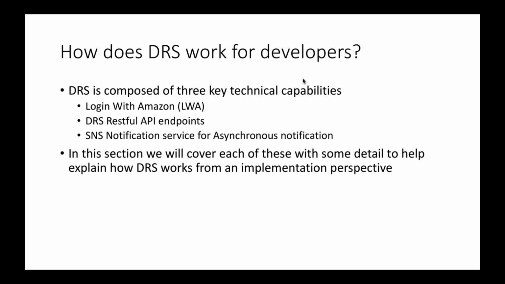The third piece is the SNS notification service. So SNS notification service is a little redundant. Simple notification service is what SNS stands for. This is an Amazon Web Services capability that exists today, sort of before Dash Replenishment Service. And this allows Amazon to provide developers with asynchronous notification about customer behavior. And we'll dig into that in some detail as well. Finally, in this section, we'll cover each of these things in detail to help explain how DRS works from an implementation perspective.